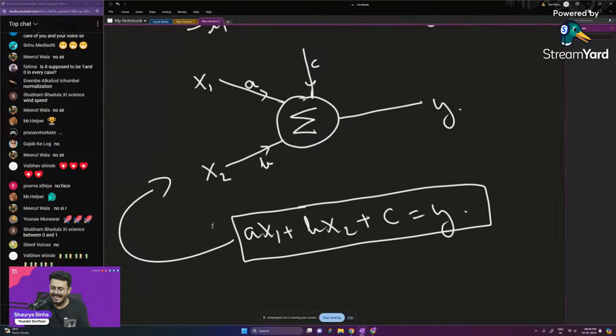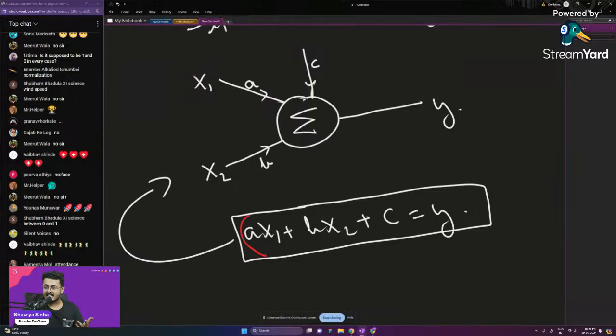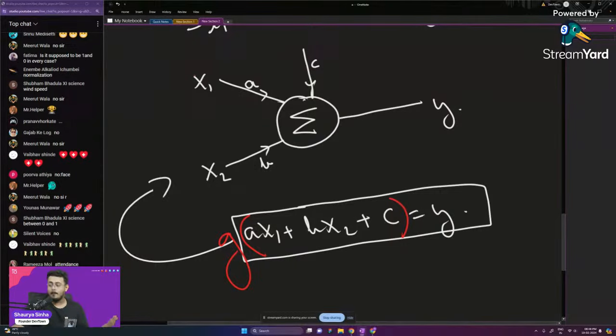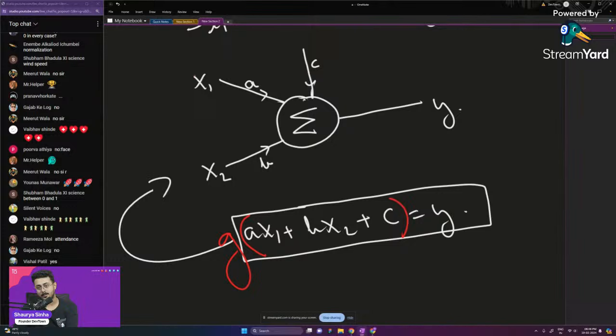So we need a particular function on top of our current algorithm itself to give us the right output. This is called the activation function. Whatever our perceptron is calculating, we need a G of or H of, whatever you want to call it, a function on top of it that is able to give us the desired output. Now this function is called the activation function.